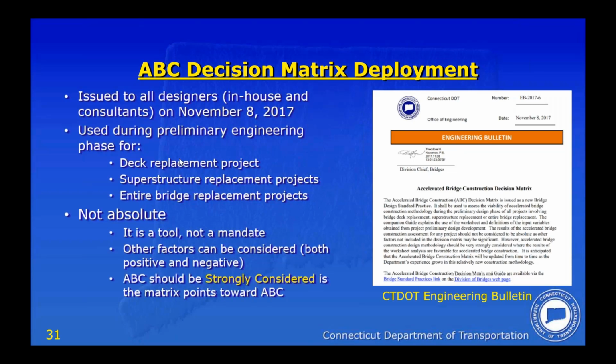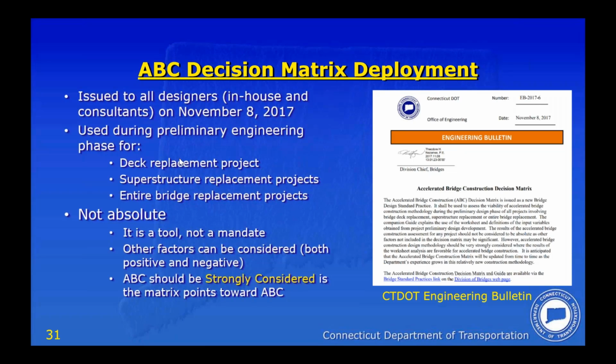Paul? Okay, Mary Lou, thank you, and thank you, Tim. We've got a few questions that came in mostly beforehand, but the first one was, what various levels of Connecticut's DOT were involved with the creation of the ABC decision matrix?